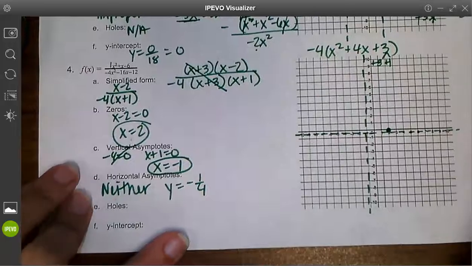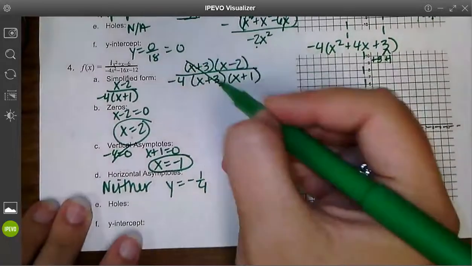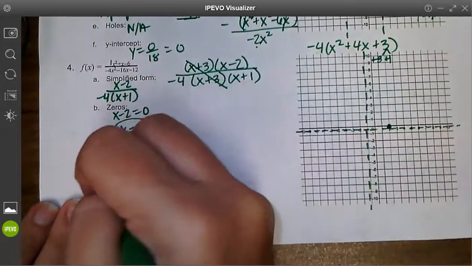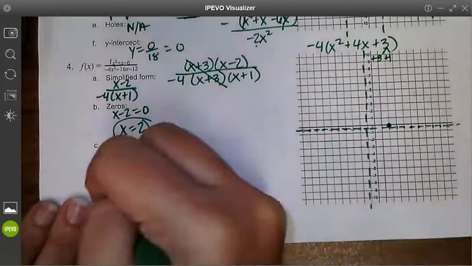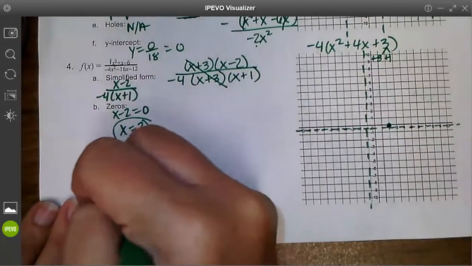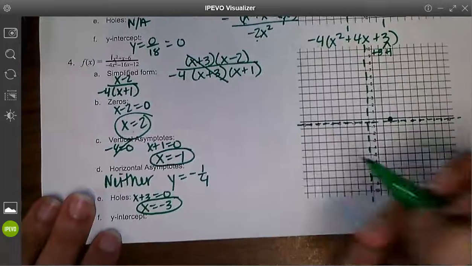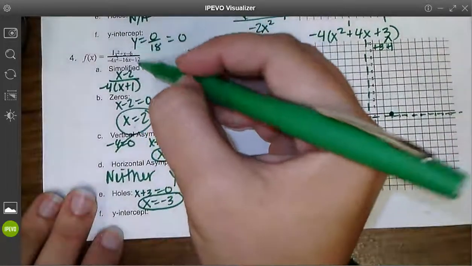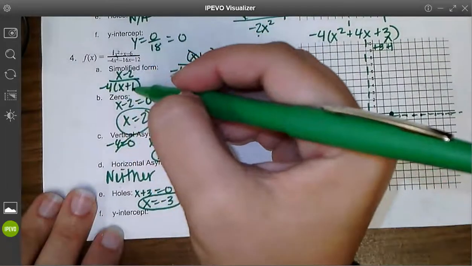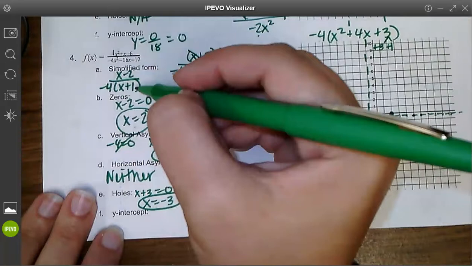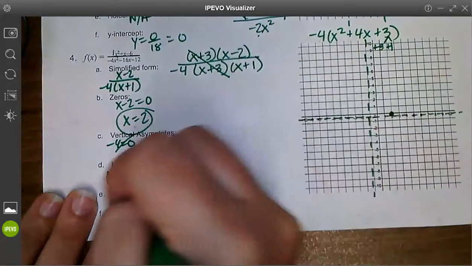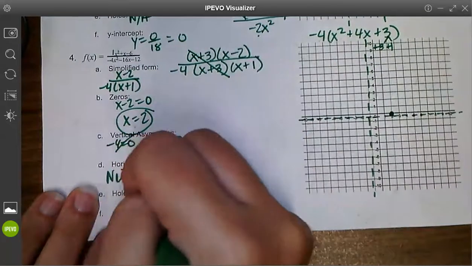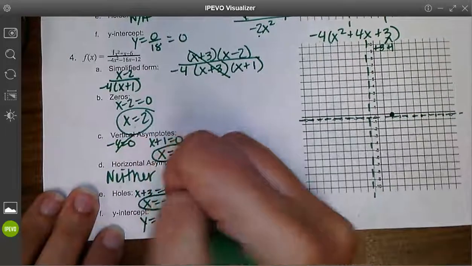My holes, this is what happens when they cancel out. So if I canceled out that x plus 3 term, so at x plus 3 equals 0 or at x equals negative 3, I have a hole, and I'll show you how to graph that in a second. My y-intercept, my ratio of my constants, if you FOIL this back out, it works the same, but if you don't FOIL it out, you won't get it right. So you can look back at your original for this. Y equals negative 6 over negative 12, or 1/2.